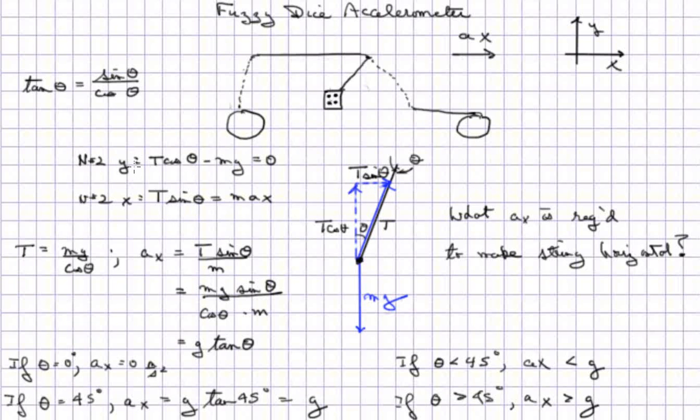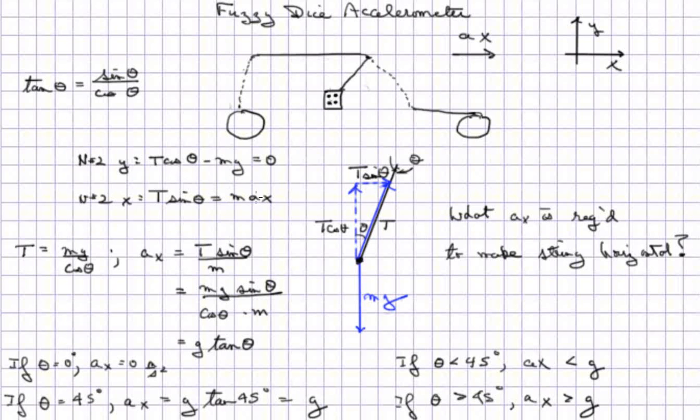So Newton's second law in the y direction is basically T cosine theta minus mg is equal to 0. There's no acceleration in the y direction, and so that has to be true. And Newton's second law in the x direction is going to be T sine theta, and that's the only force in the x direction, is equal to the mass of the fuzzy dice times the acceleration in the x direction. And so from the first equation I can solve for T, and T is equal to mg over cosine theta.